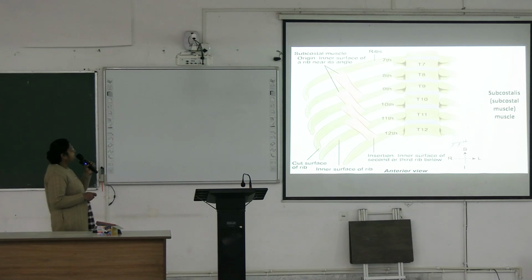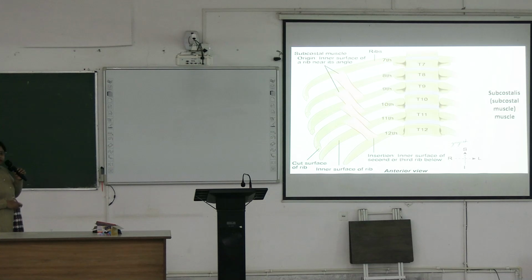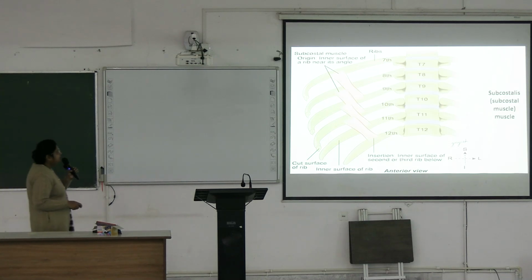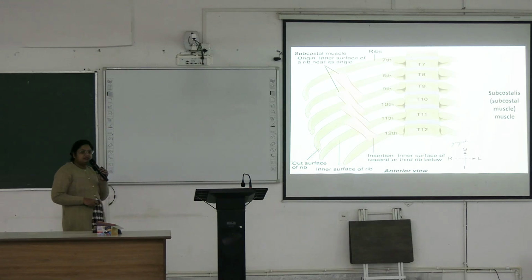So, subcostalis muscle origin is from the inner surface of the rib near its angle. This is the angle of the rib, here it is taking origin, and insertion into the inner surface of the second to third rib below. Okay, it is crossing one rib and then getting inserted, you can see.